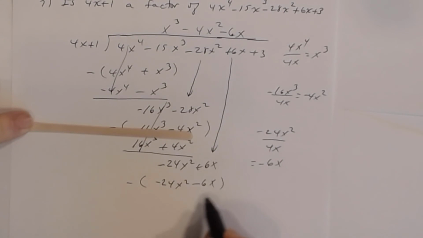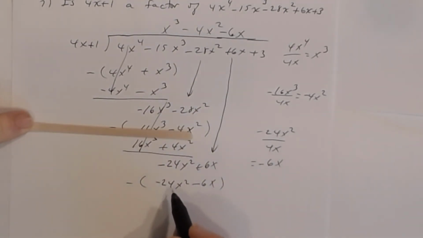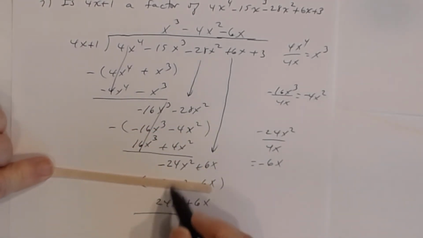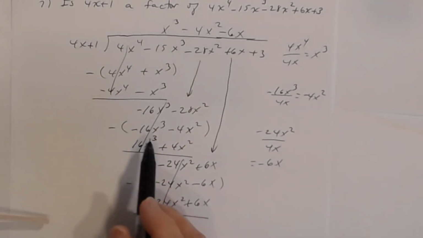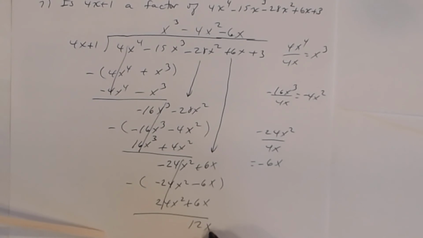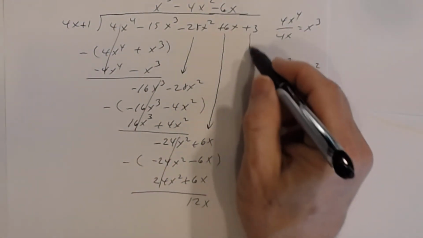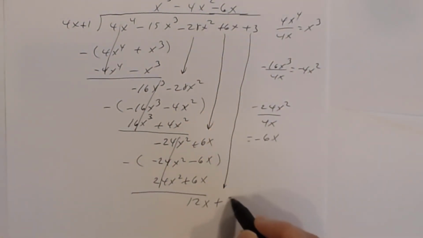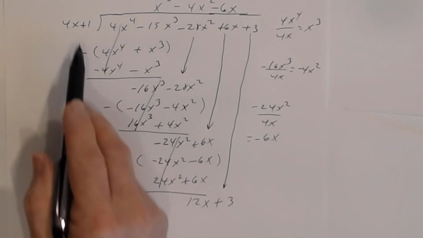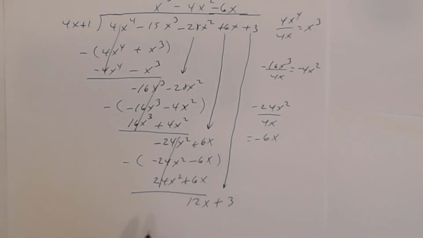And then we subtract. The opposite of negative 24x squared is a positive 24x squared. The opposite of a negative 6x is a positive 6x. And then you add them. These cancel out. Remember, they're canceling out each time. 6x and a positive 6x is 12x. Then you bring down the next term, plus 3. Continue on because this degree here is 1. This degree here is 1. So you can go on.